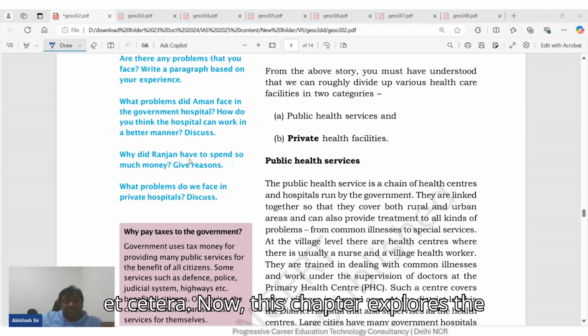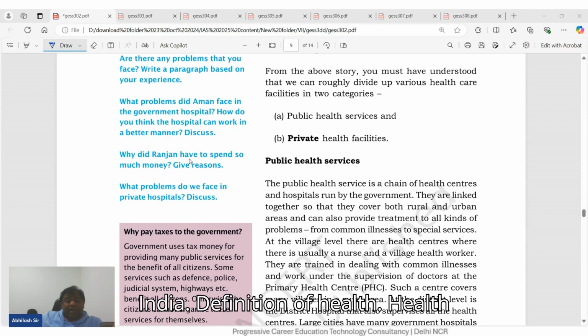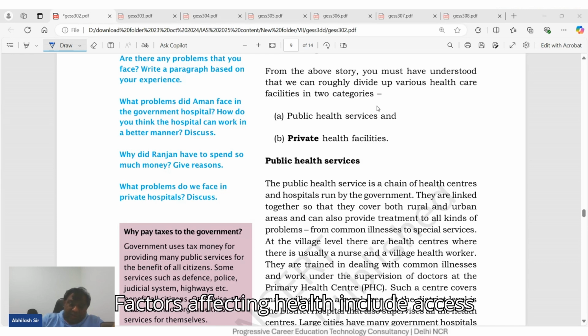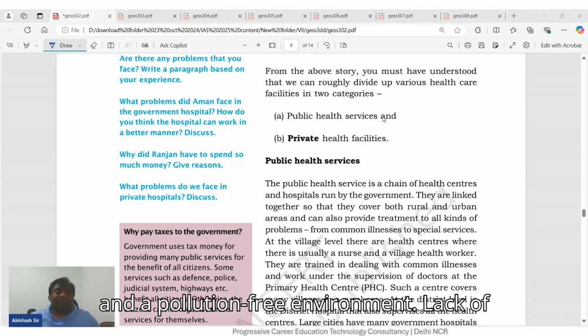Now, this chapter explores the role of government in the context of healthcare, highlighting the challenges and issues in health provisioning in India. Definition of health is not just the absence of illness but also includes physical, mental, and social well being. It encompasses being active, free from mental strain, and having access to clean, pollution free air. Factors affecting health include access to clean drinking water, nutritious food, adequate shelter, and a pollution free environment.